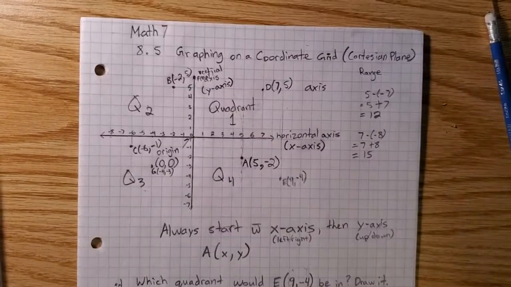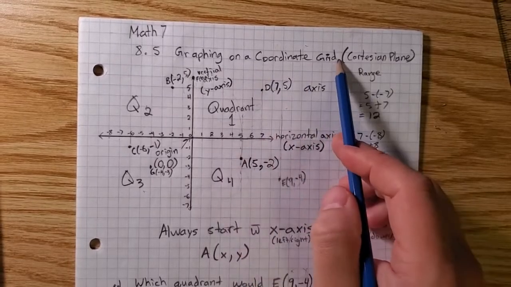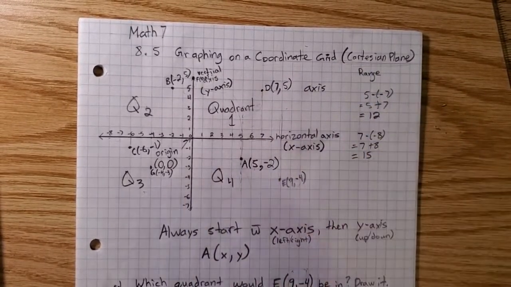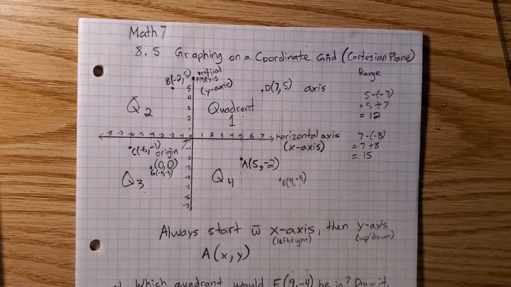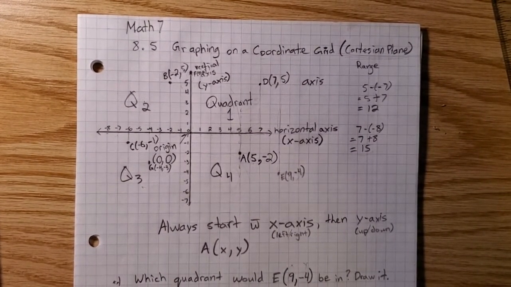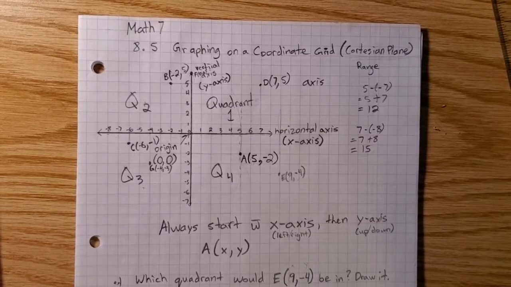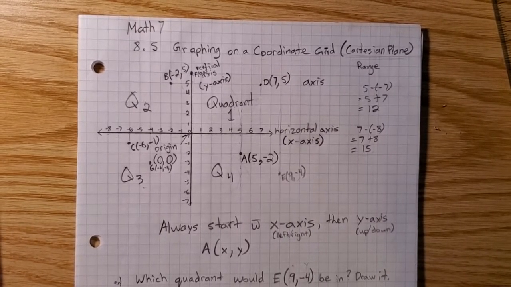That's what D is. One last note, coordinate grids are sometimes called Cartesian planes. It's named after a guy who was really good at math. It's named after René Descartes. I don't know how they got Cartesian, maybe Descartes, Cartesian, that might be it, who is a French mathematician, I believe.